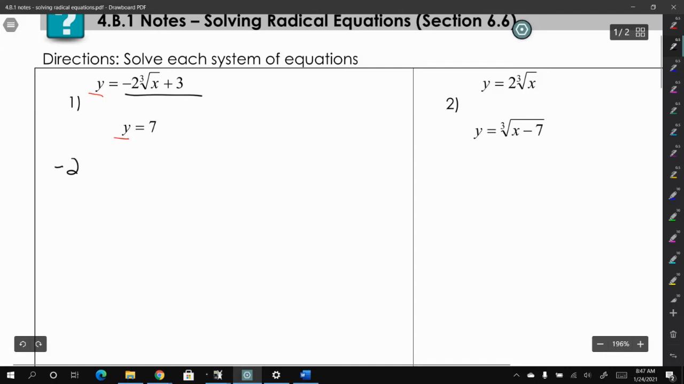So negative 2 times the third root of x plus 3 is equal to 7. And when you're solving equations with a radical, square root, a third root, fourth root, whichever the radical is, you want to work to get that radical by itself. Because right now, if I were to raise everything to the third power to cancel out the third root, that would make this problem a bit more complicated. So I'm first going to subtract 3 from both sides and get negative 2 times the third root of x equals 4.